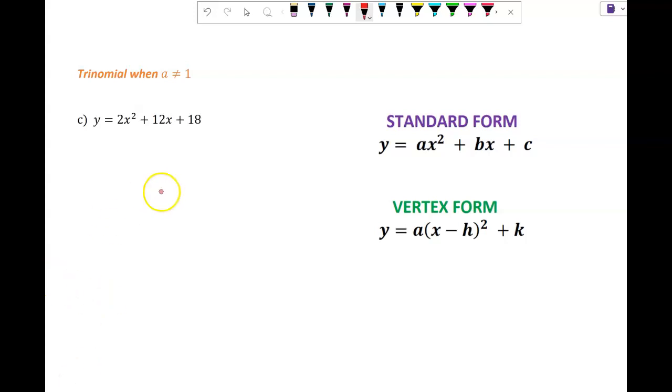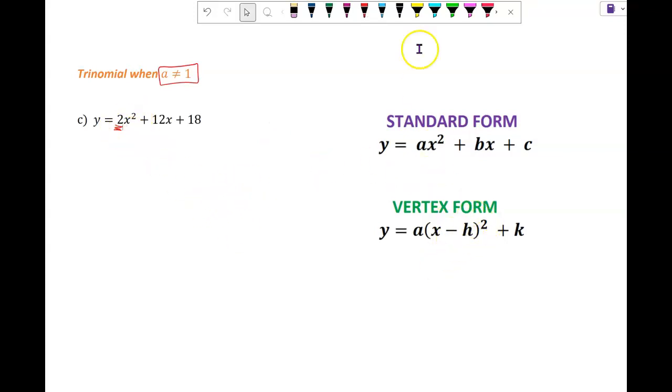Hi class, to continue completing the square, we're going to look at the situation when the a value is not equal to 1. So in the previous examples that we've done, all the a values in front of the x squared have been 1. But as we know from seeing different standard form equations, that is not always the case.